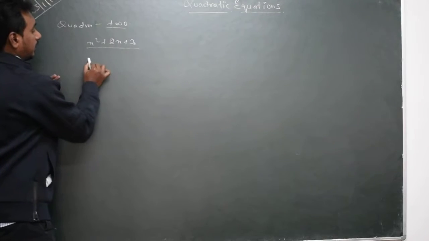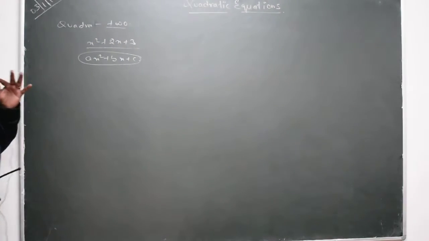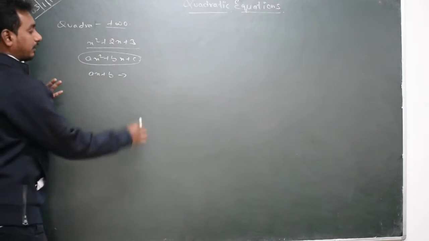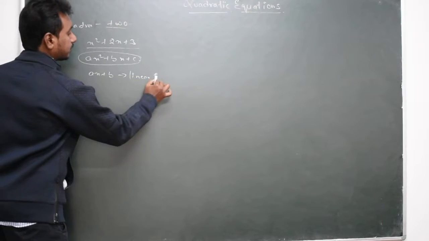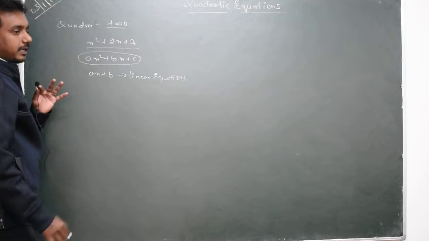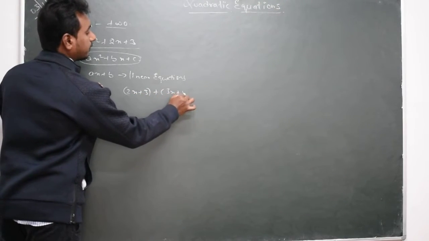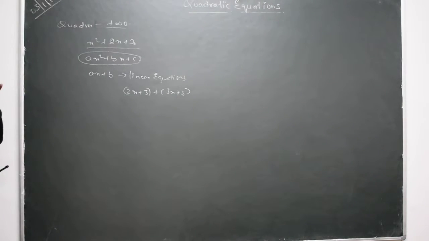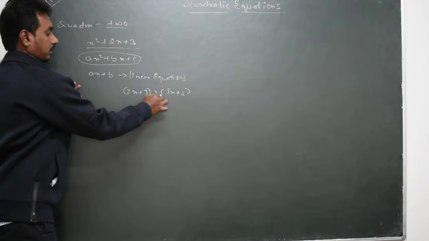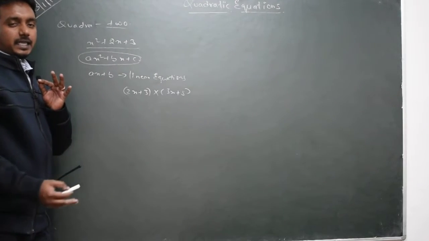These equations will take the form of ax square plus bx plus c. Clear? Suppose if it is ax plus b, these are said to be linear equations. You will study linear equations in 8th standard, 9th standard. Something like 2x plus 3 plus 3x plus 5 is addition of linear equations, then subtraction of linear equations, multiplication of linear equations.